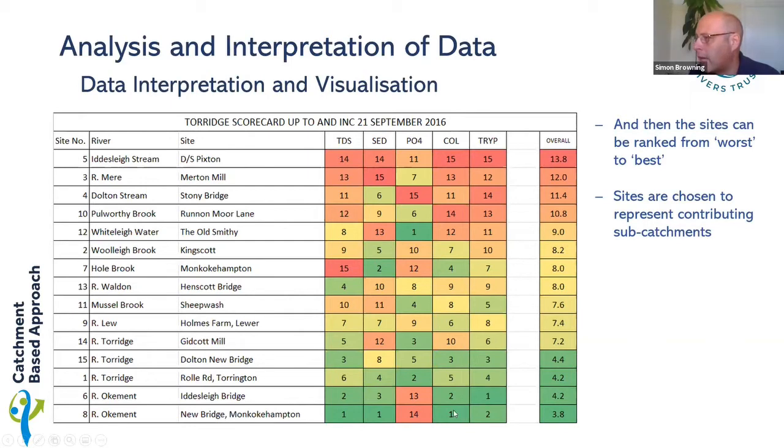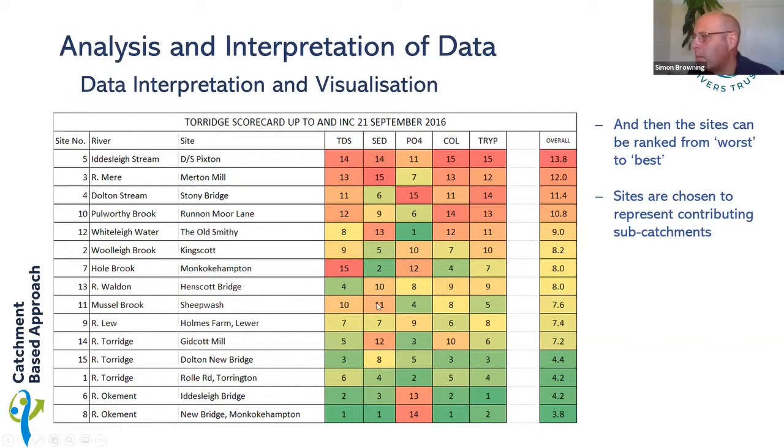But in the data, you get other interesting things. So the River Okement that comes in off the moors, it's a very different part of the system. Although it scored very well, it was much higher for phosphate. Not high enough to take it high in the rankings. I think we know why that was, but there was no need to investigate that for this project. But I think there's a sewage treatment works up there near Okehampton that was giving consistently high phosphates.